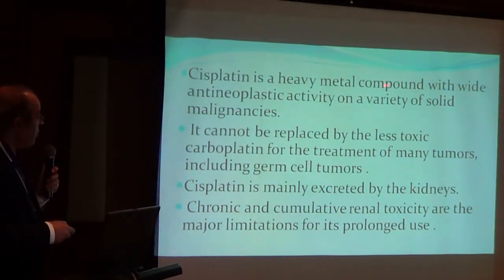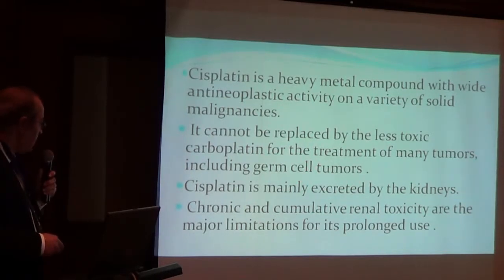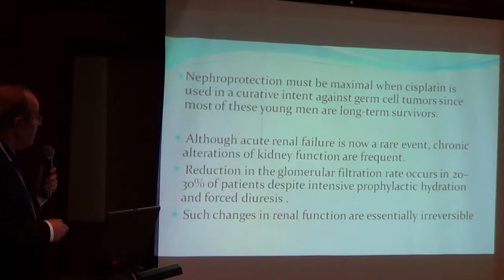Cisplatin, as a heavy metal compound, has wide anti-neoplastic activity on a variety of solid malignancies. It cannot be replaced by the less toxic carboplatin for treatment of many tumors, including germ cell tumors. Cisplatin is mainly secreted by the kidney. Chronic and cumulative renal toxicity are the major limitation of its prolonged use. Nephroprotection must be maximum when cisplatin is used with curative intent against germ cell tumors, since most of these young men are long-term survivors.